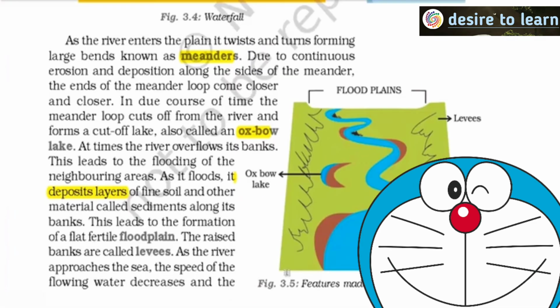And then deposition of the sediments by the rivers usually leads to floodplains, and on these floodplains you grow crops and all. Fertile soil is present here. The raised banks are called levees. When the river is moving in this direction, deposition keeps happening on either side of the floodplains. If the height increases, we call it levees.